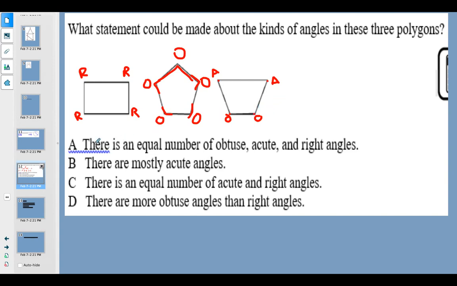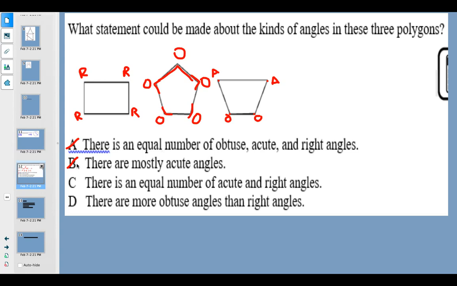So if we look at A, it says there is an equal number of obtuse, acute, and right angles. We have 4 right angles. We have more than 4 obtuse angles. So that cannot be the correct answer. So when we eliminated A, we saw that there is not an equal number of obtuse, acute, and right angles. There are more obtuse angles.